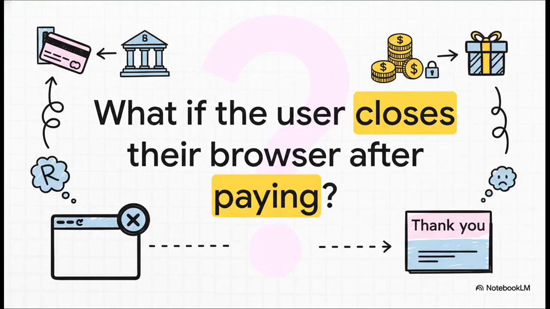Let me paint you a picture, a classic scenario that gives developers nightmares. A user types in their card details, they do the whole 3D secure thing with their bank, the money leaves their account, and then, right before they get redirected back to your shiny thank you page, their internet dies or they just close the browser. So, how does your server know to actually give them the thing they just paid for?